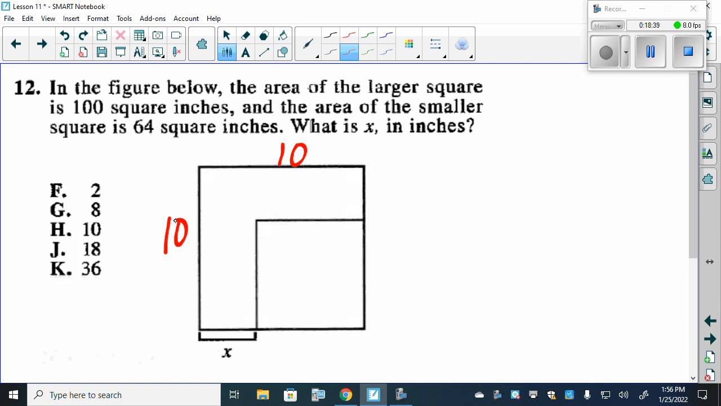And what are we trying to find? This here, yes? What can X not be greater than? If it's greater than 10, well, it is going to be bigger than this length, yes? So it can't be 18 or 36, yes? What else can it not be? Well, 10, because then it would be actually the whole thing. So we're really stuck with 8 and 2. And Ian, why are you saying it has to be 2? Because the small square is 64 inches. 8 times 8 is 64. So it can't be 8, it has to be 2.